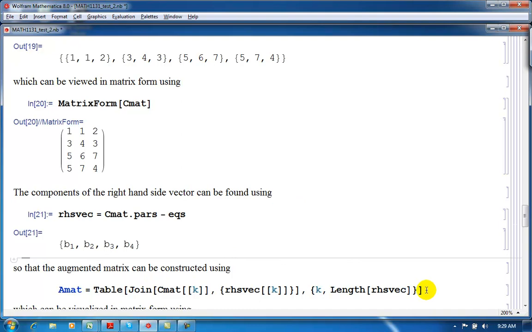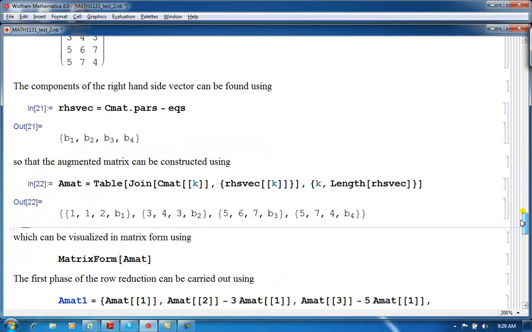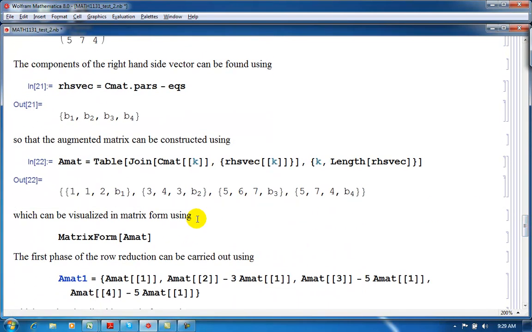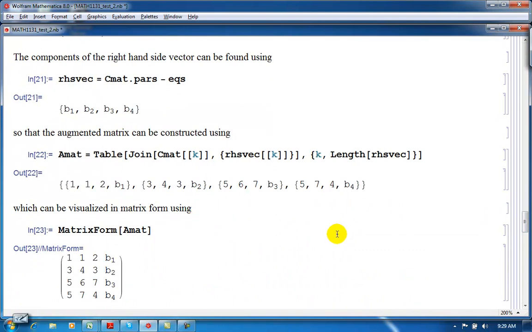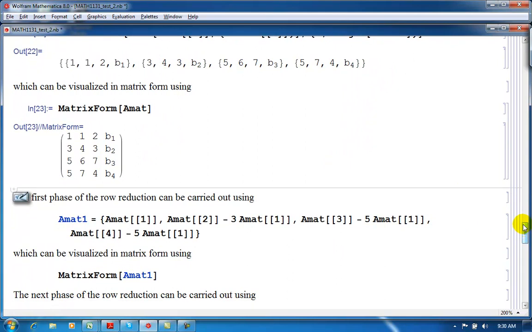And then we can define an augmented matrix by putting those together and viewing it in matrix form like that. So this is the augmented matrix, and we now want to perform row reduction on that. We want to perform operations so that these become 0. So that means we subtract 3 times the first row from the second and 5 times the first row from the third and the fourth row.